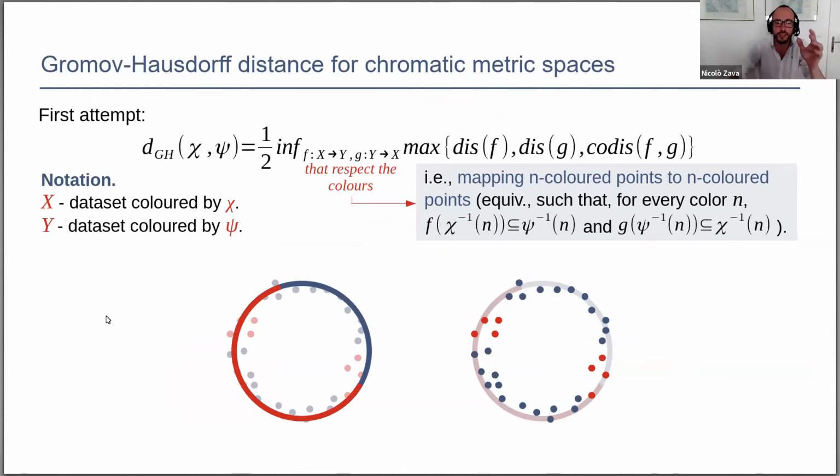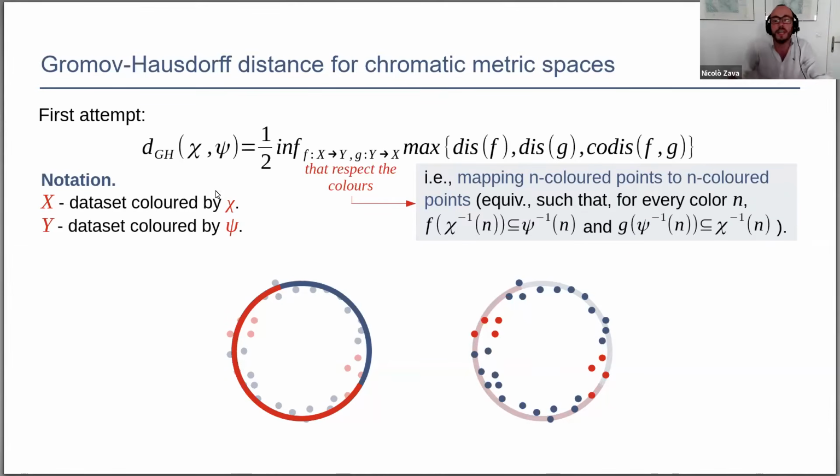First, an annotation, because of course I prepared the slides and then I forgot to say who is X and who is Y. So let me state it once and for all. Whenever you say chi, its domain is X. If you see psi, its domain is Y.